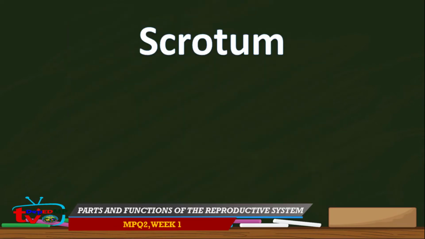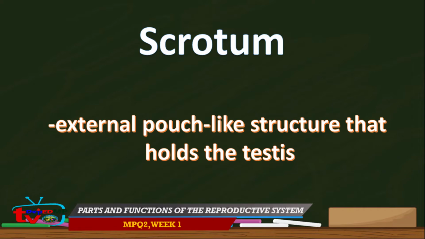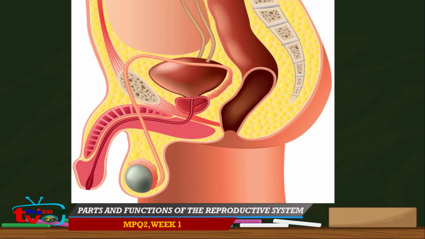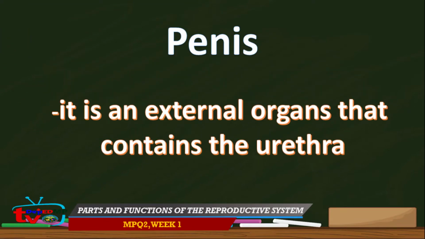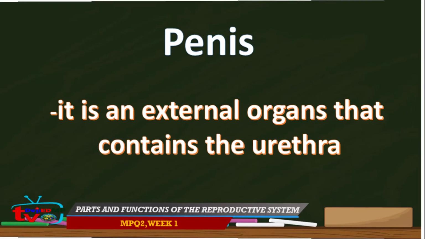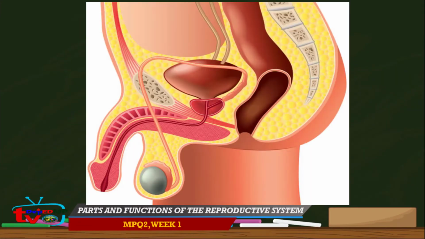Second part is the scrotum. Scrotum is the external pouch-like structure that holds the testis. In this picture, the scrotum is here. Next part is the penis. Penis is an external organ that contains the urethra. Penis is found here.